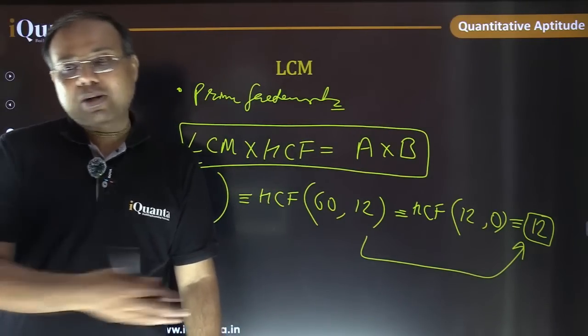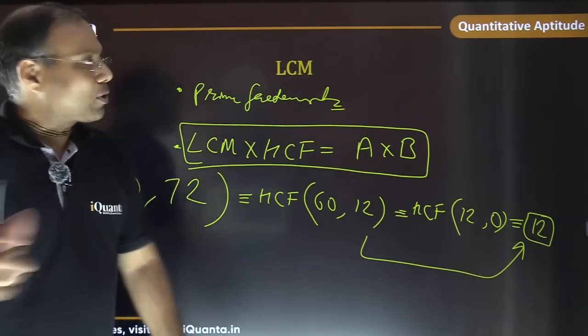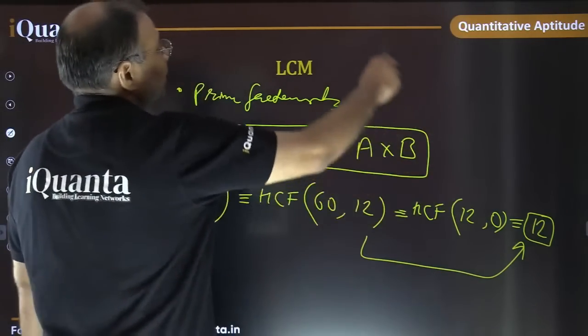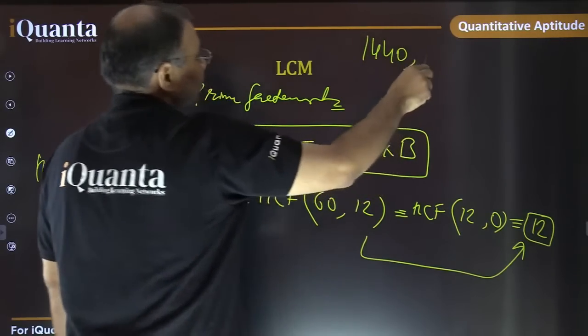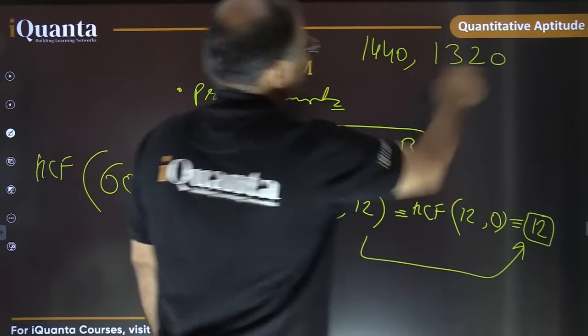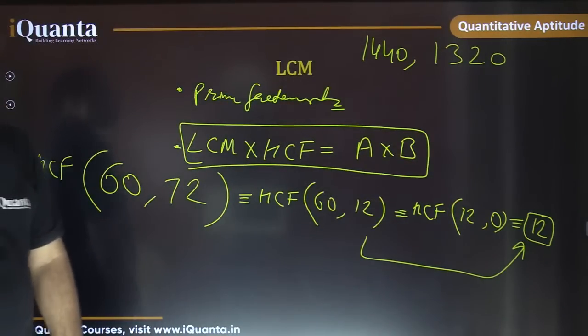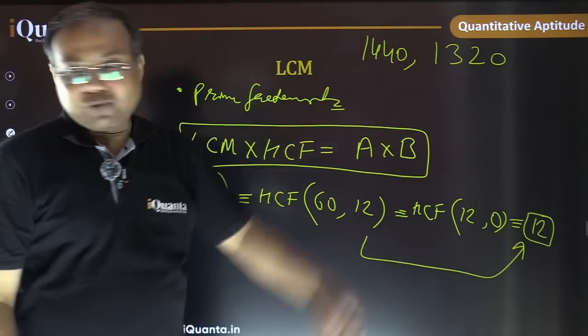Without prime factorization, you can answer it. You can use it very fast. No need to do prime factorization always. Suppose I'm giving one more example. Let's say 1440 and 1320. What is the HCF of those two numbers? Fast, please. You can do prime factorization, I know that. Plus, find the answer fast.